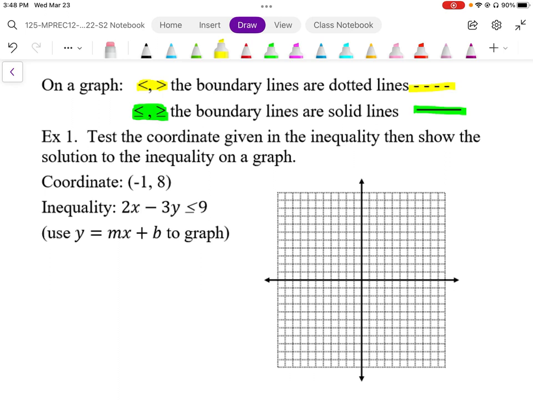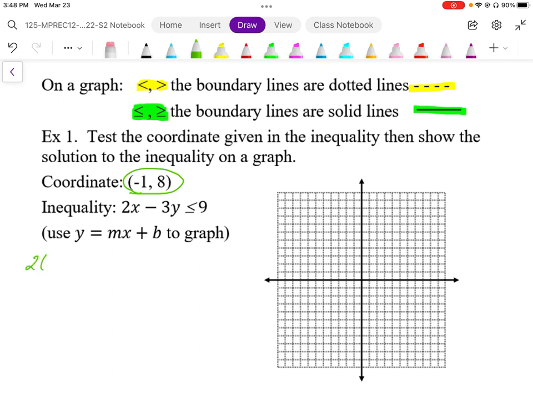In example 1, it says, test the coordinate given in the inequality, then show the solution to the inequality on the graph. Well, we're going to test that coordinate. The coordinate is -1, +8. We're just going to test that in our inequality.